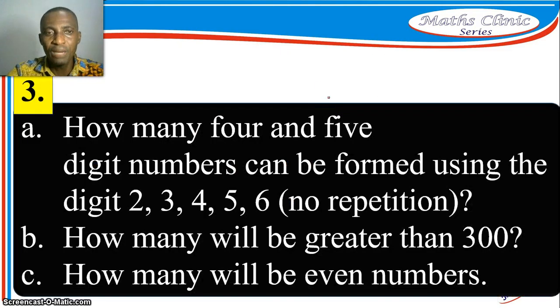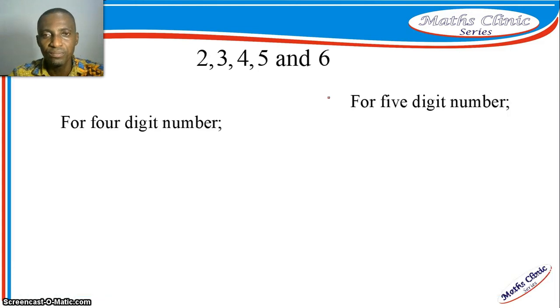Now, for example number 3, you can pause the video and try your hand at it, and I'll brush you through the solution. Alright. So how many 4 and 5 digit numbers can be formed using the digits 2, 3, 4, 5, 6, with no repetition? And then how many of them will be greater than 300, and how many will be even numbers?